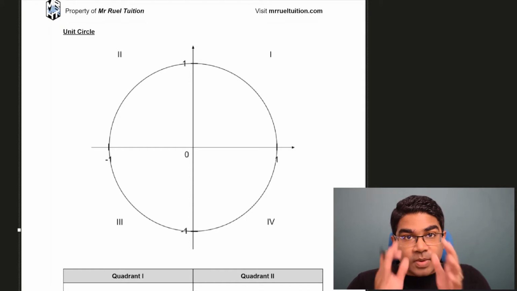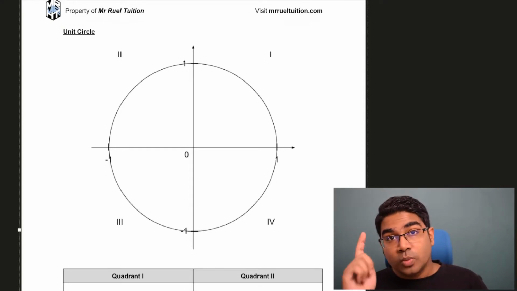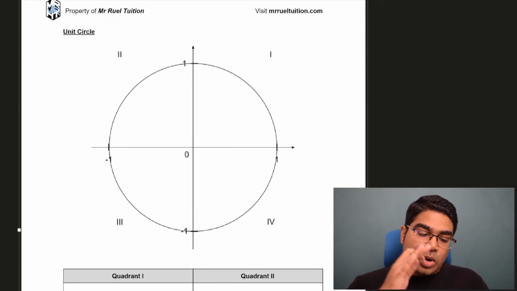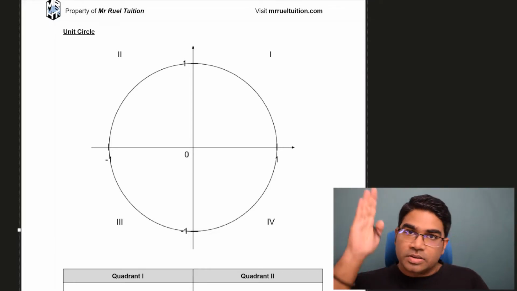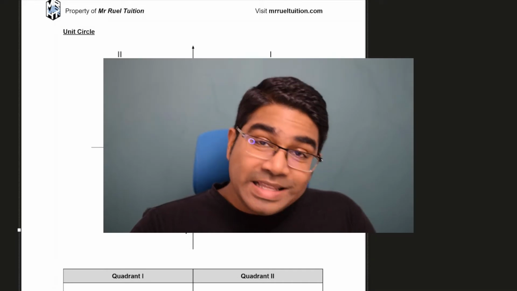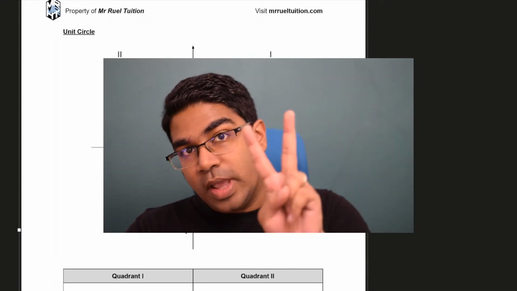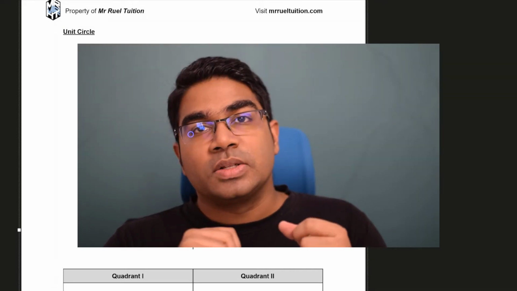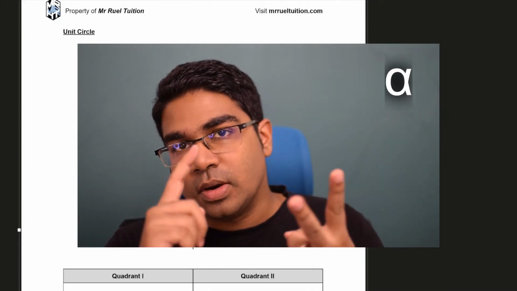A unit circle is divided into 4 quadrants. We have quadrant 1, 2, 3 and 4. Quadrant 1 is the top right, and then we go anti-clockwise. So 1, 2, 3, 4. In each quadrant, we have two angles that we are going to look at. One is called alpha, one is called theta.